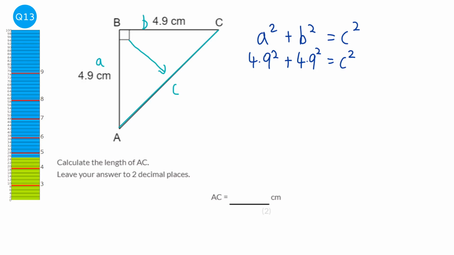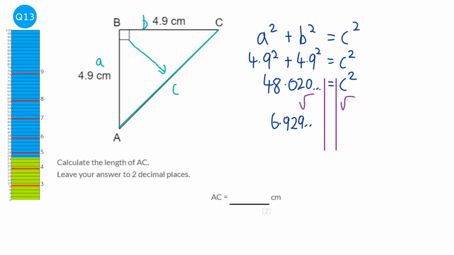So we're going to add the 4.9 squareds together, and that will give us 48.020 blah blah blah. And here we're going to do a bit of solving. So we're going to square root both sides to find out what c is. So square root of 48.020 blah blah blah is 6.929 blah blah blah. Rounded to 2 decimal places, this will be 6.93.